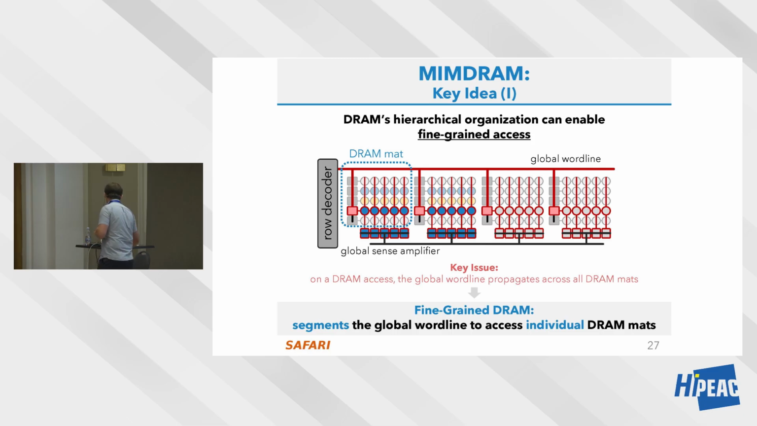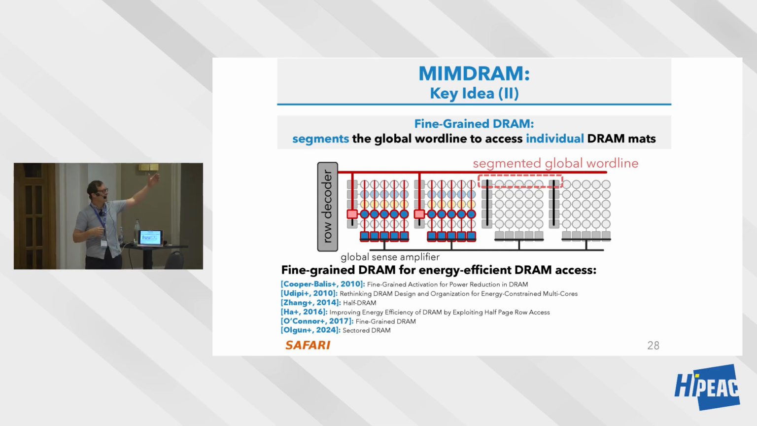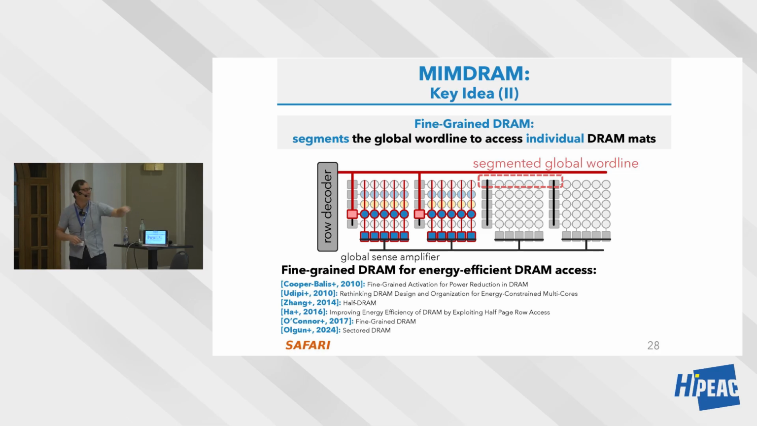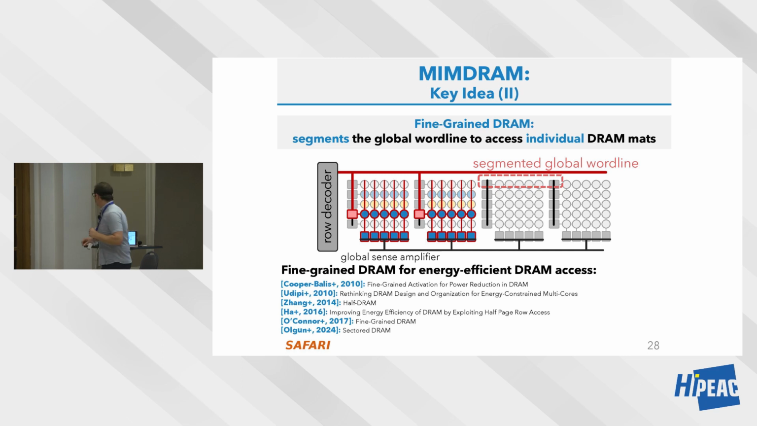And in this work, we propose this idea. We build on a lot of work that actually tried to propose this fine-grained DRAM. There's a large line of work, including one that's going to appear at HiPEAC conference from us that makes it much more practical, in my opinion. Essentially, you segment the global word line. Whenever you activate a row, only these mats that you specify from the memory controller, which is informed by the software, are activated. And these are not activated.